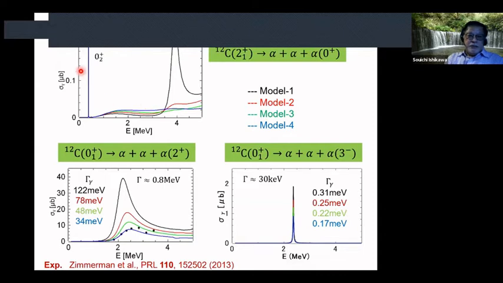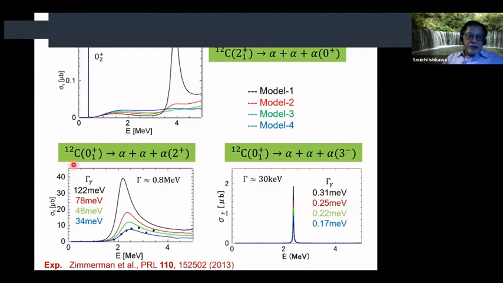So this one is the carbon excited state to the 0 plus state, as a function of energy measured from the three-alpha breakup threshold. And this is the 0 plus, the very sharp Hoyle state energy. Some model dependence appears here, and for each curve I designate the model by the color of the line: model 1 black, model 4 blue, and something like this.